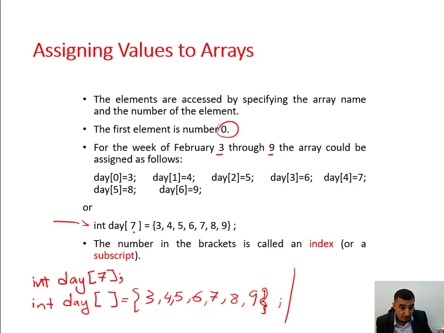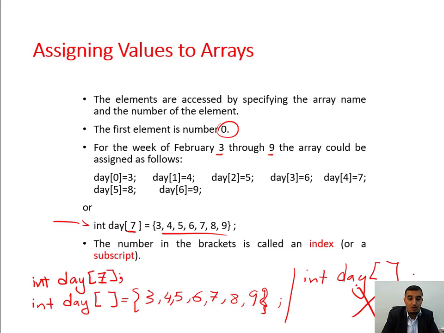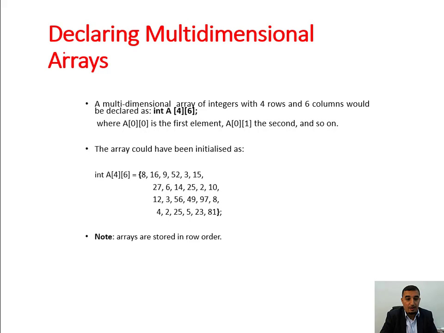This one has the size and the initialization. You need one of two things. You need either to give the size or to initialize the array. But you can never declare an array like this. This is wrong, because you did not specify how many samples this array can hold. So you need to specify either the number of samples or the size of the array.